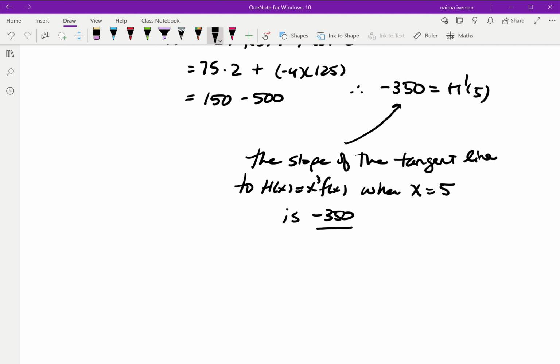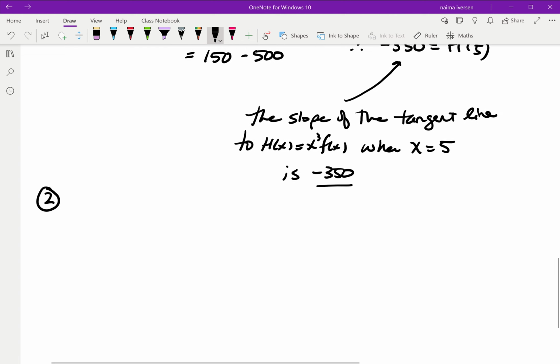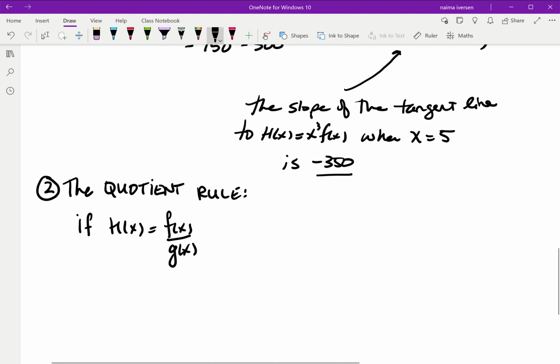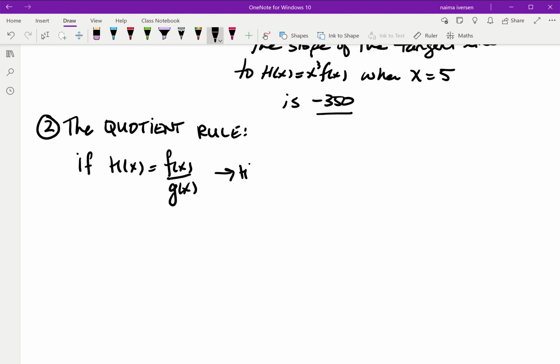Very helpful. The second thing that I'm going to be taking a look at today is the quotient rule. So a quotient is a fraction. And we're going to be taking a look at the quotient rule, which says that if h of x is equal to f of x divided by g of x, we want to figure out what h prime of x is going to be.